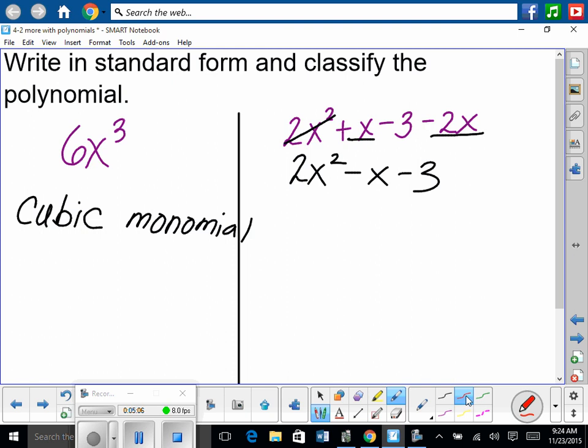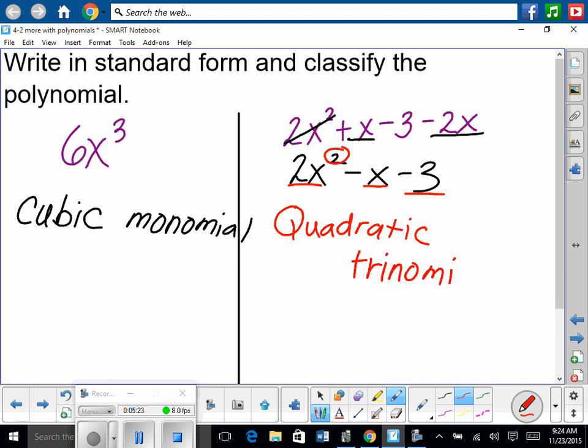So you look at the highest degree. So what is it? Quadratic. It's quadratic. And then how many terms? 1, 2, 3. So it's a quadratic trinomial. Is everybody catching my drift here? I'm catching your drift. Okay, awesome.